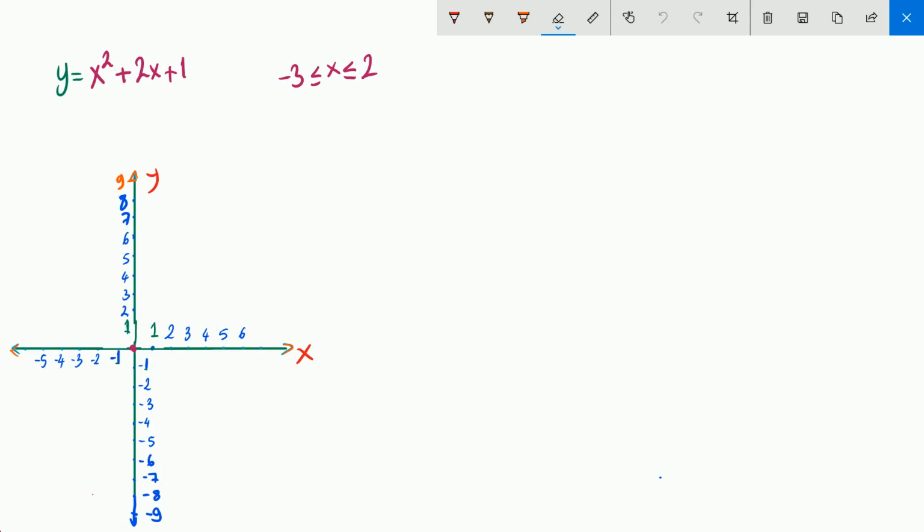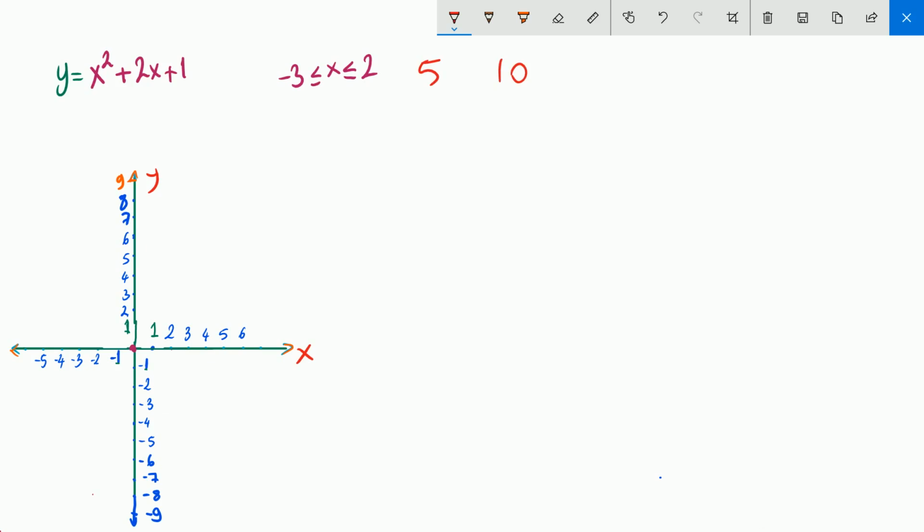Okay, grade 8 students, in this question our quadratic function is y equals x squared plus 2x plus 1, but we cannot pick a number for x that is more than 2 or less than -3. So x cannot be 5. Look at this limitation: x is limited by 2 and -3, so 5 is outside.